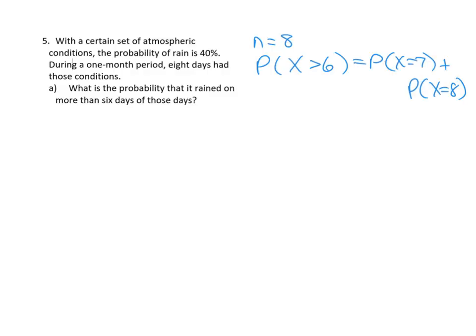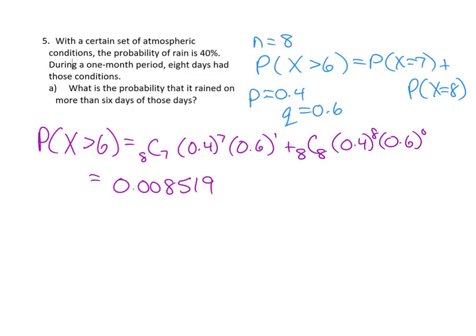The probability of success is 40% because that's the percentage chance for it to rain. So the probability of failure is 0.6. And now I'm going to put that into my formula and figure out the probability that it rained on more than 6 of those days when there was only a 40% chance of rain. Rather than show all those calculations, because it is a lot of very small numbers, our answer comes out to 0.008519, or there is a 0.85% chance of rain on 7 or 8 of those days.